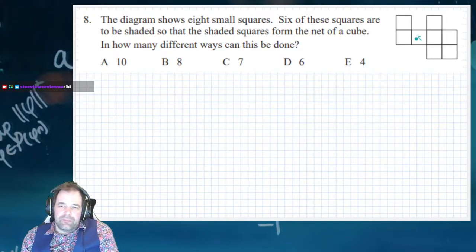You can't shade that one in because you cut the thing in half. You can't shade that one in, you cut it in half. You can't shade that one in, you cut it in half. It's got to be one of these three, at least. And you can't have both of these because these three have to be there, and when they wrap round, these two will be in the same place. They'll fold into the same gap. So it has to be one of these three coupled with one of these two. So there are three of these and two of these, and the combinations, if you've got three things and two things, is just multiply them. It's going to be six, I believe.